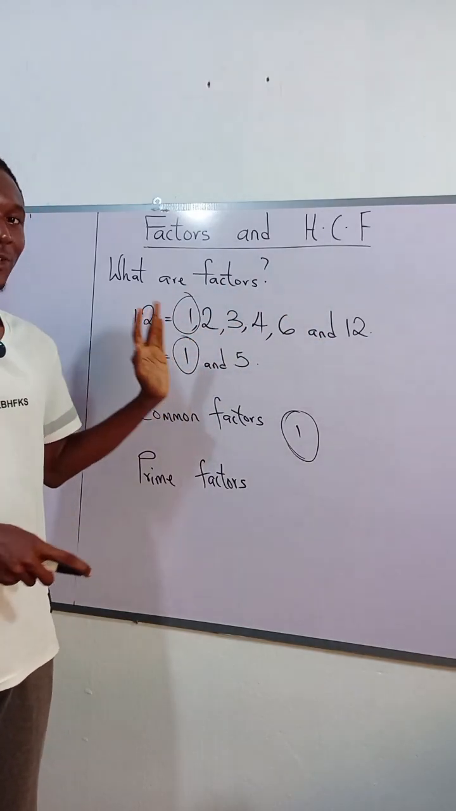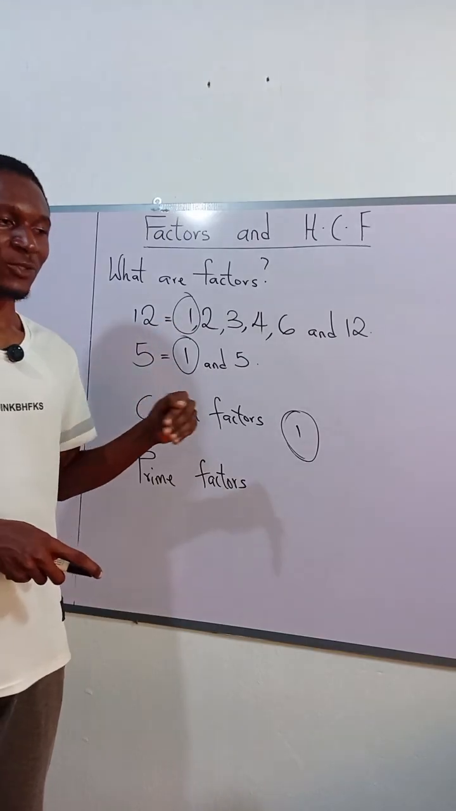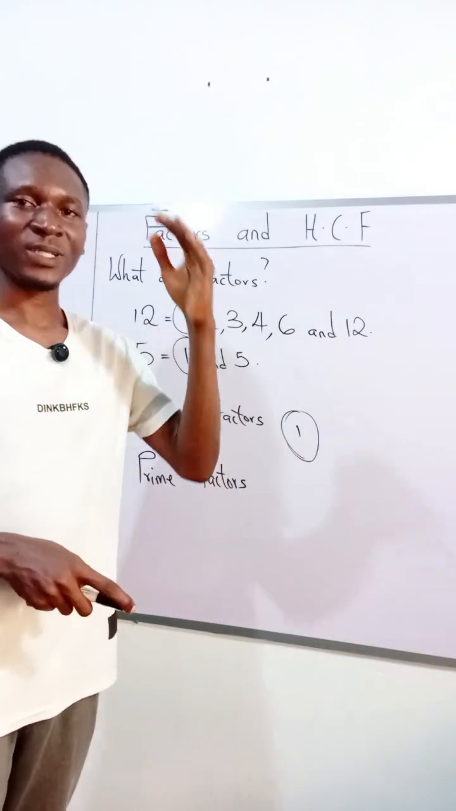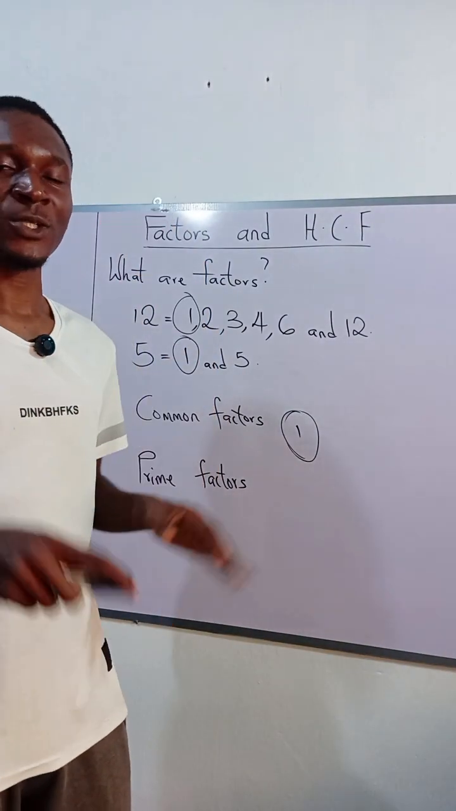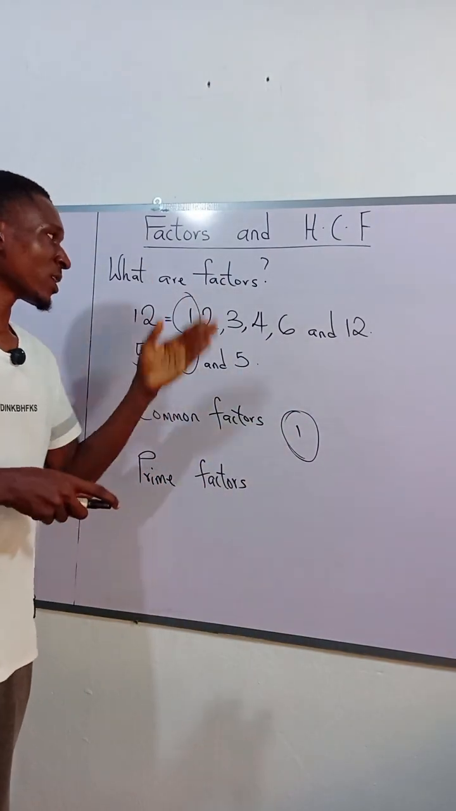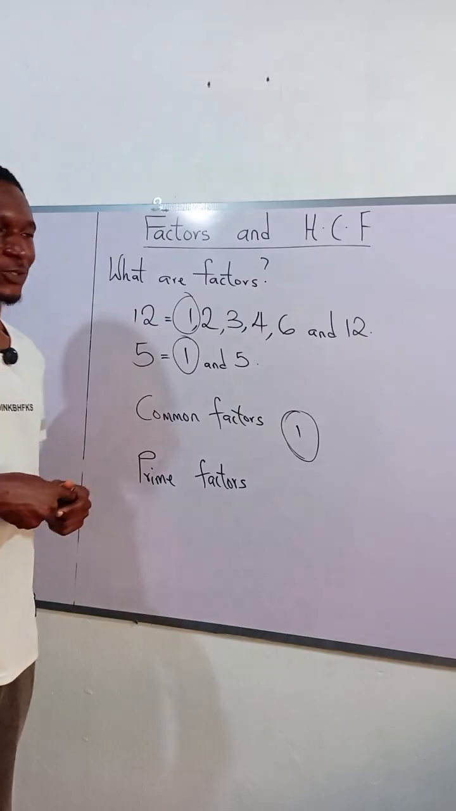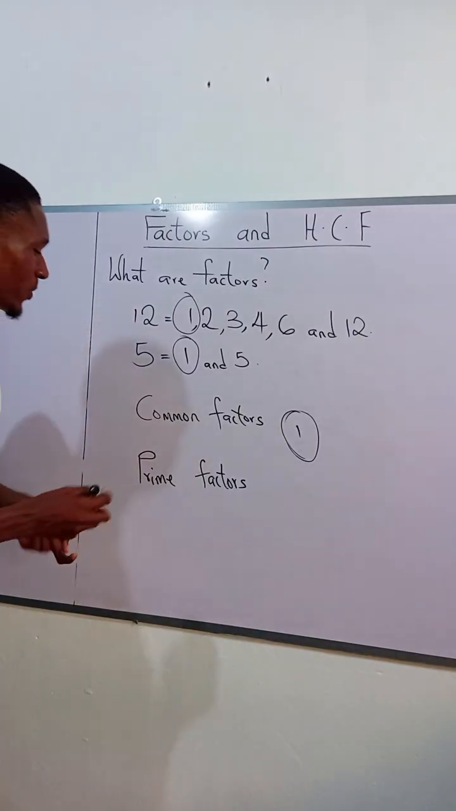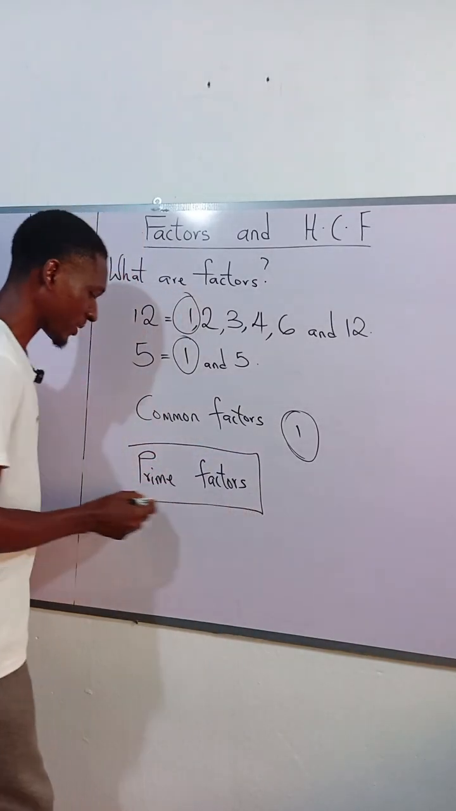So this is what common factors talk about. So highest common factor, the procedure just follows the LCM procedure. The only difference is that instead of multiples, this time around it's going to be what? Factors. So let's now look at these prime factors.